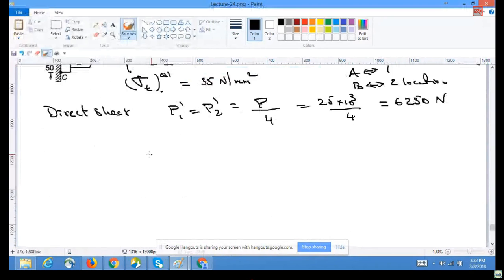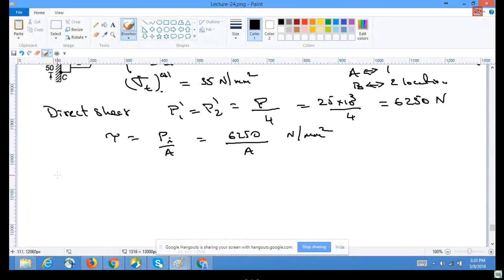Similarly, the direct shear tau in any given bolt is given by P1 dash by A, which is 6250 divided by pi by 4 d square, or we'll just call it A for now. A is the area, and the shear is in terms of Newton per mm square.